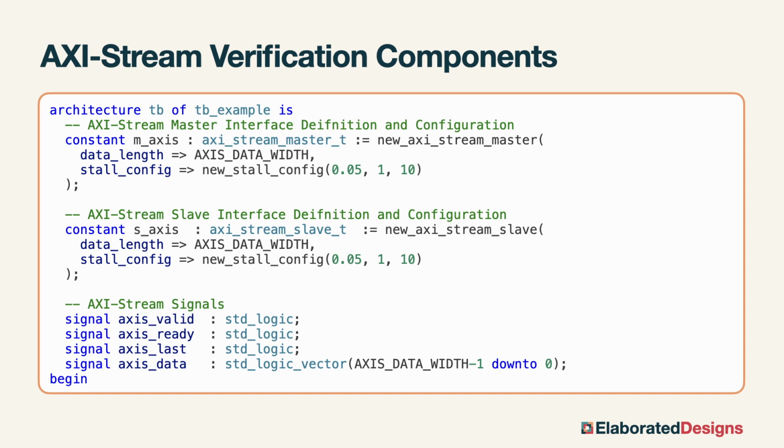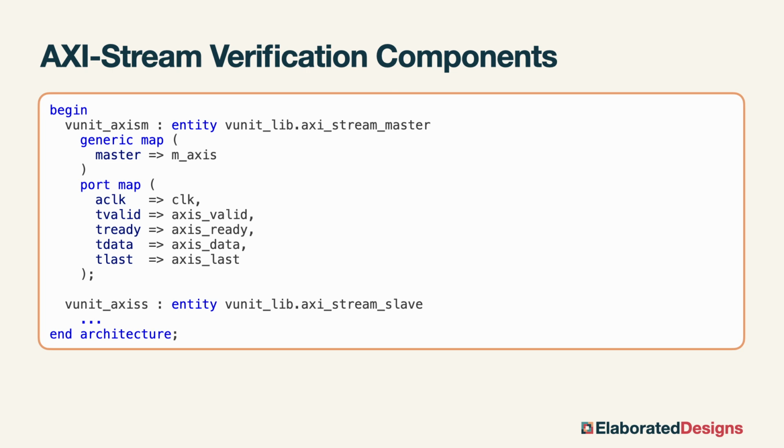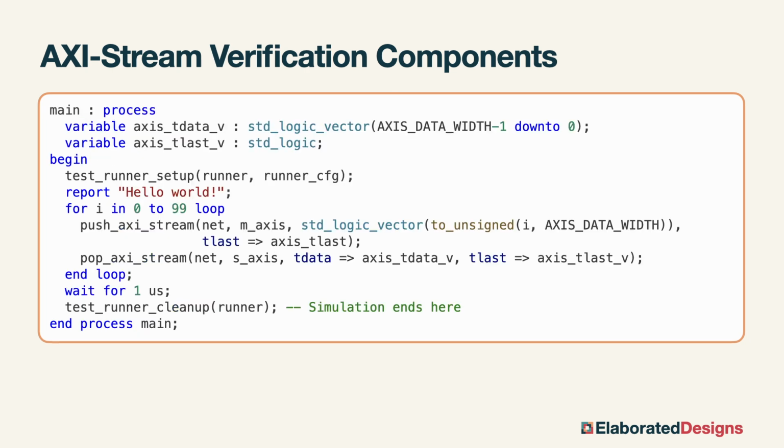First, we add all the signals and constants that we'll use to configure and connect the verification components. Then we can add the verification components themselves. We are now ready to generate and capture data over the AXI-Stream bus. To do this, we must expand our main process to start the data transmission and reception in the AXI-Stream verification components. At this point, we can simulate our expanded test bench.